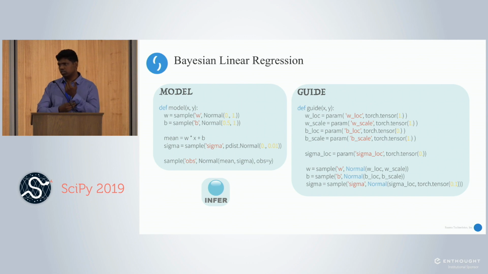This is the example that we started with, Bayesian linear regression. We have a model and a guide, and we have an inference button. We have automated the inference procedure. For any other model, let's say logistic regression, instead of just sampling from the normal distribution, we add a Bernoulli distribution on top, or a multinomial distribution, that will do our logistic regression.